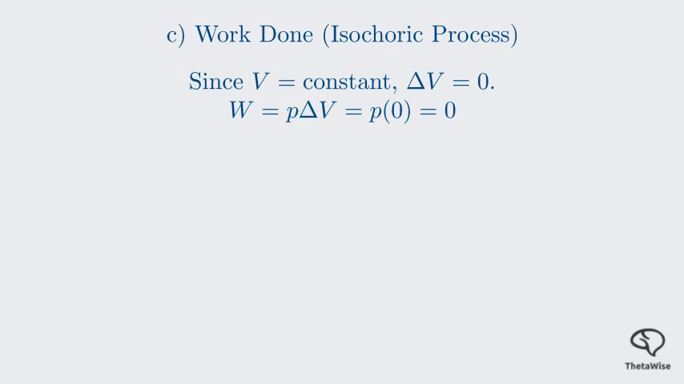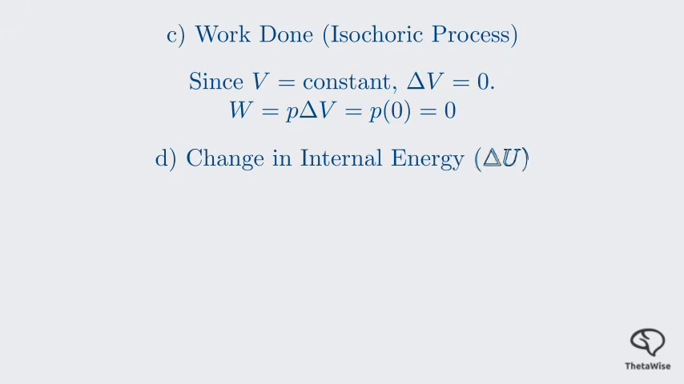What about the change in internal energy? Just like with the isobaric process, the change in internal energy, delta U, for any ideal gas is m times CV times delta T. This formula is always true for an ideal gas, regardless of the process.